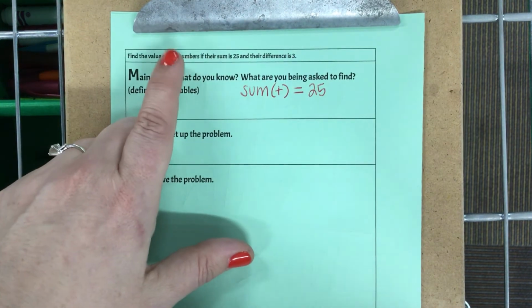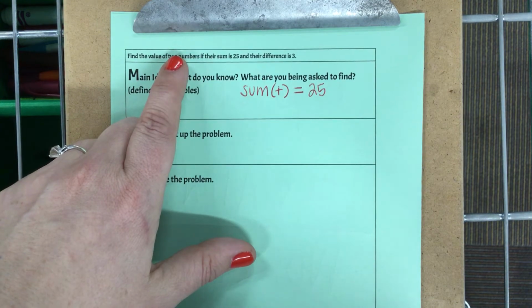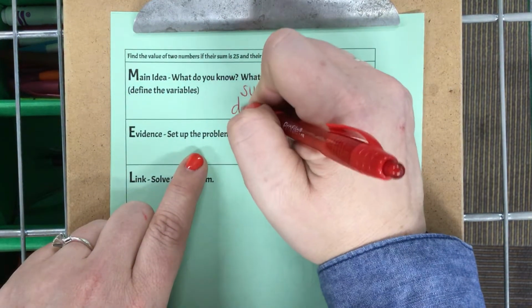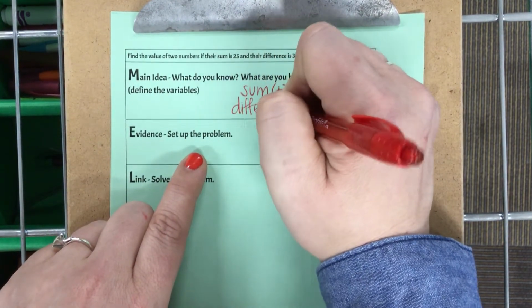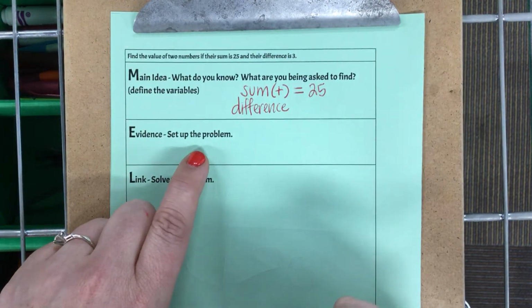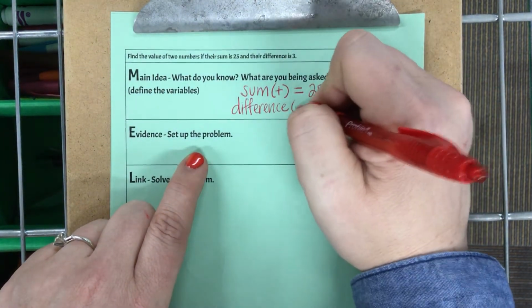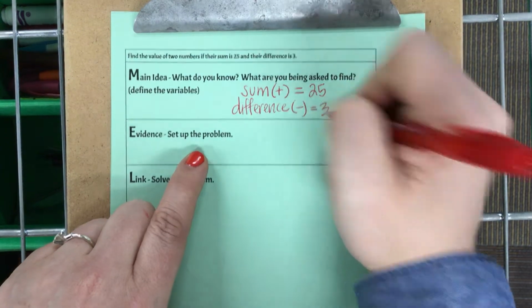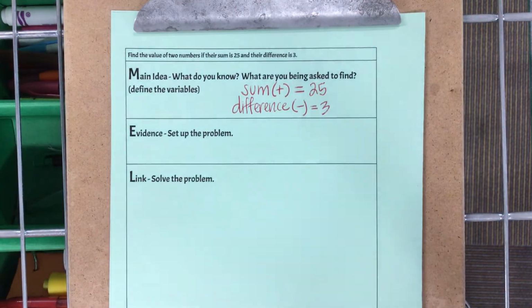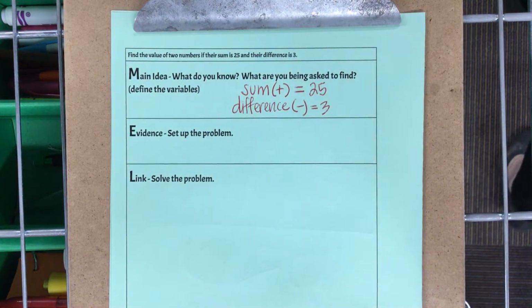In this problem, it also tells me what? The difference. And what does difference mean? Subtraction is 3. Good. What do I know? It tells me two answers, because systems of equations have two equations, and equations have equal signs.